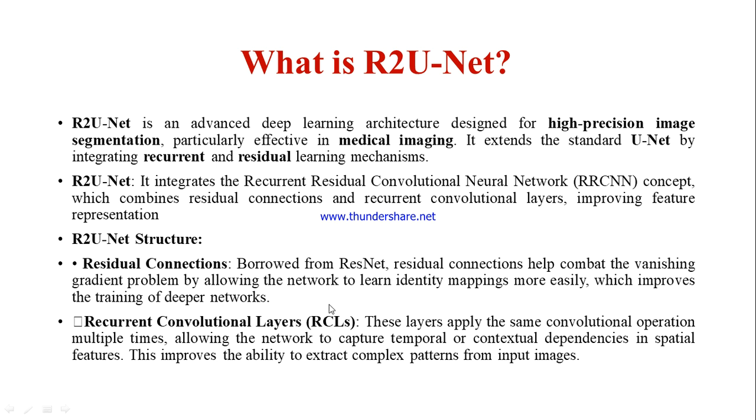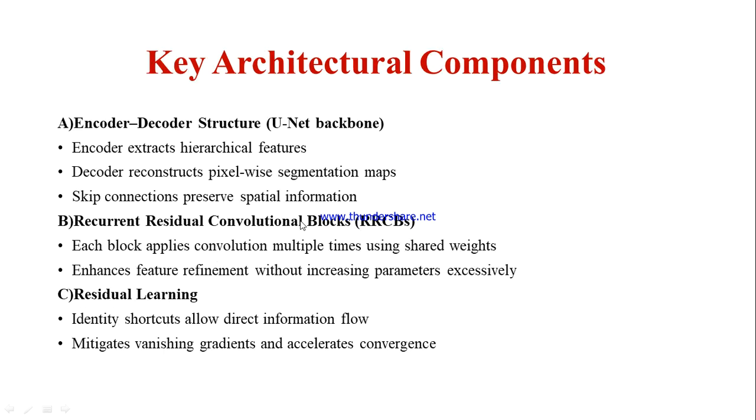Moreover, the recurrent convolutional layers apply the same convolution operation multiple times, which allows the network to capture the contextual dependencies in spatial features and improves the ability to extract complex patterns from input images. Some of the key architectural components are the encoder, decoder, recurrent residual convolution blocks, and residual learning. Later we will go into how these work internally with mathematical functions.